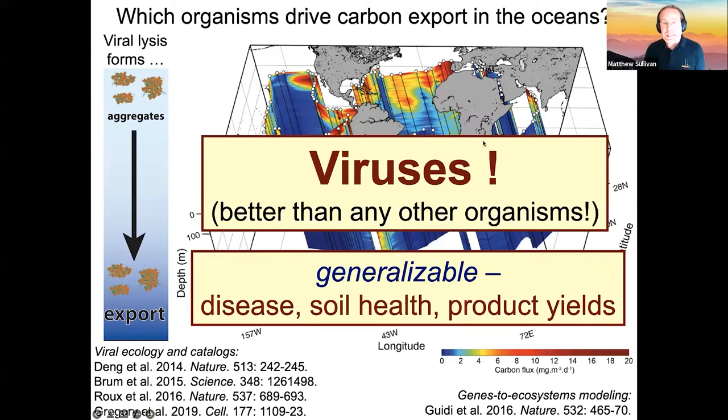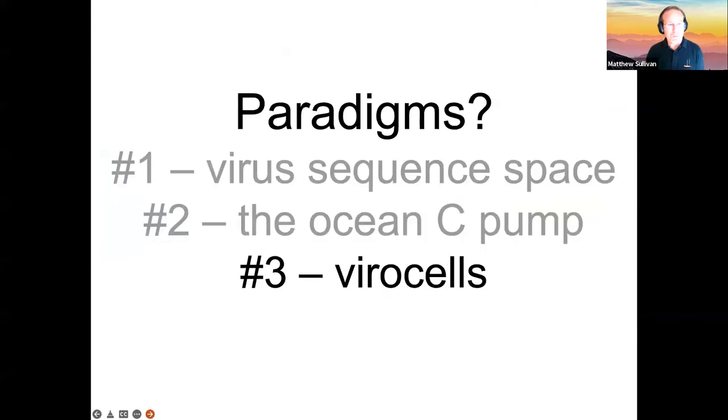The other point I want to make is that these are really generalizable capabilities. So if you're not yet using, I call it the Guidi et al. WGCNA and leave-one-out methods, this is really important for looking at any kinds of ecosystem features if you have large scale omics data sets. So the third paradigm is one of virocells.